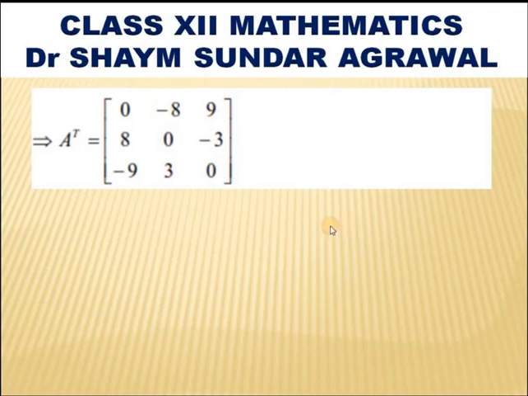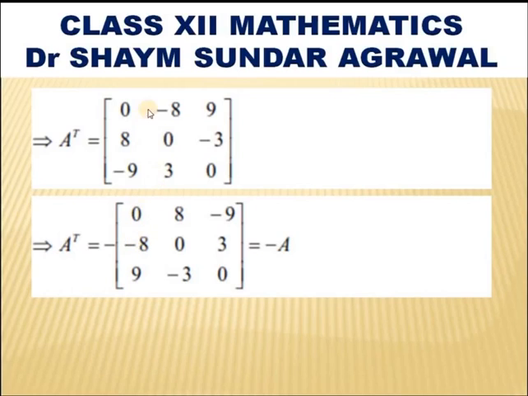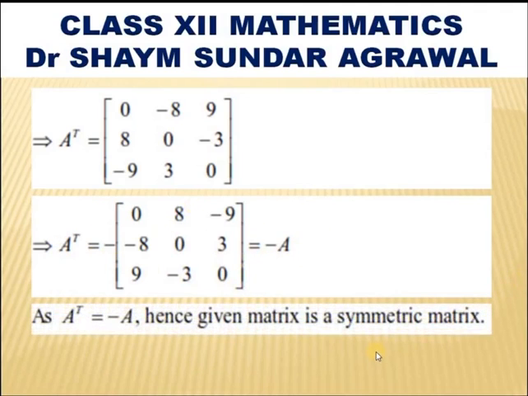By taking minus common from each of the elements, it is [0, 8, -9; -8, 0, 3; 9, -3, 0], which is matrix A. So it is equal to minus of A. So here in this example, A transpose is equal to minus of A. That is why this is a skew symmetric matrix. Remember, this is a skew symmetric matrix.